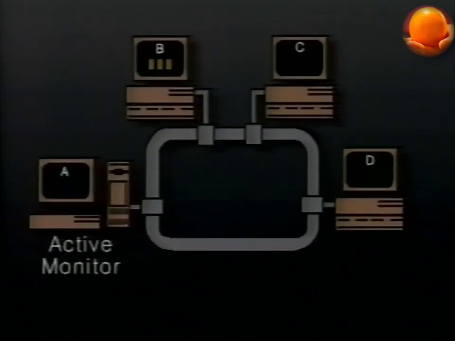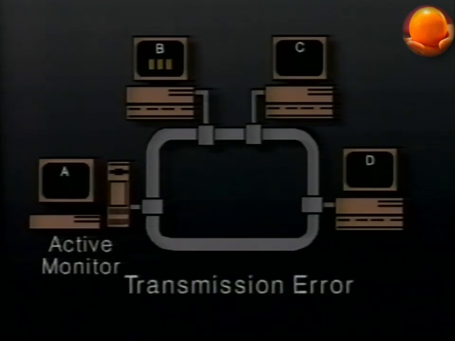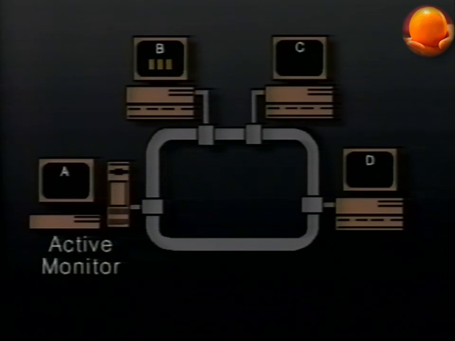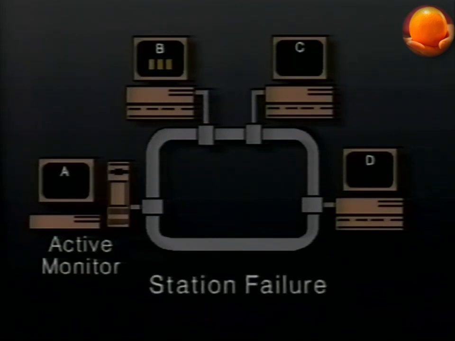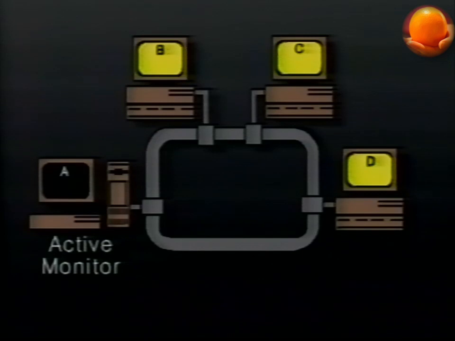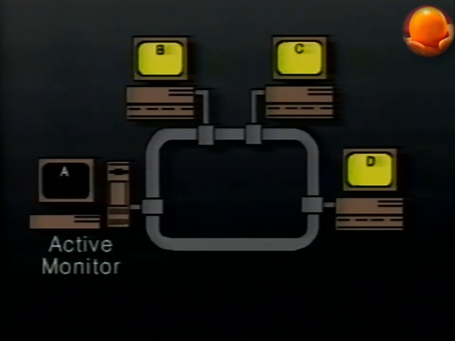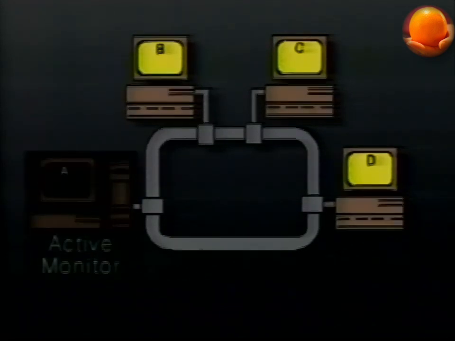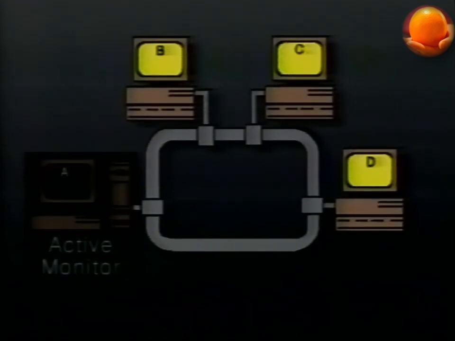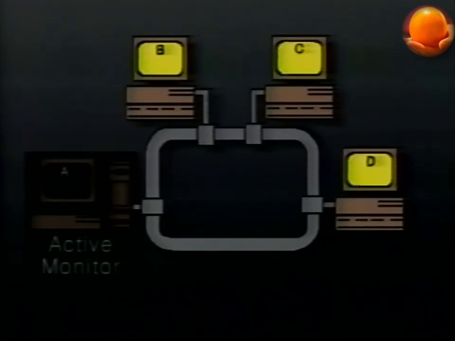Two situations can cause an endlessly circulating frame. A transmission problem may have damaged the frame so that the source station does not recognize it as its own, or the source station may have failed. All other stations on the network act as passive monitors and check the operation of the active monitor. If for some reason the active monitor fails, the passive monitors use a contention resolution procedure to determine which station should take over the role of active monitor.